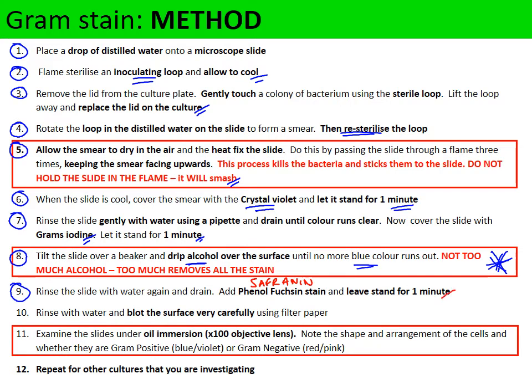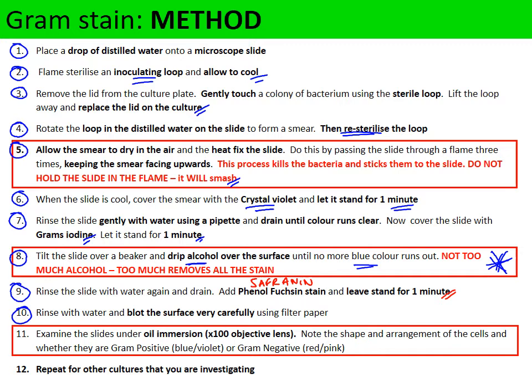Now we know if we leave that for 1 minute, that will bind to the thin layer of peptidoglycan on the outside of the gram-negative bacteria, and that will cause them to start to stain pink. We then blot the surface of the glass microscope slide very gently using tissue paper. So this is going to take off any excess solution.